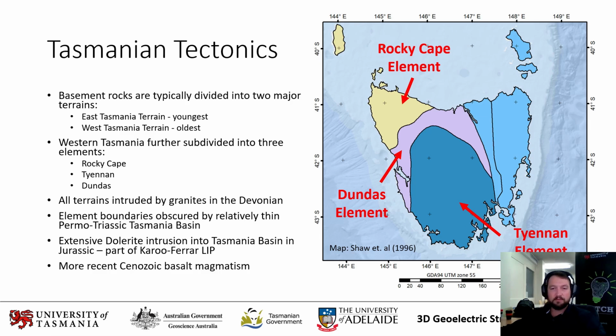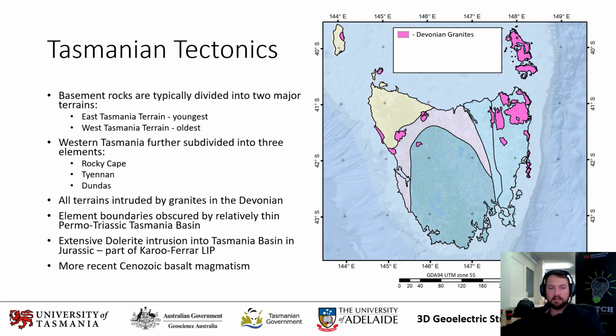It was responsible for emplacement of a series of mafic-ultramafic complexes, largely in the Dundas element. And the Dundas element also contains a belt of Cambrian arc volcanics that are highly prospective and host a number of world-class polymetallic VHMS deposits.